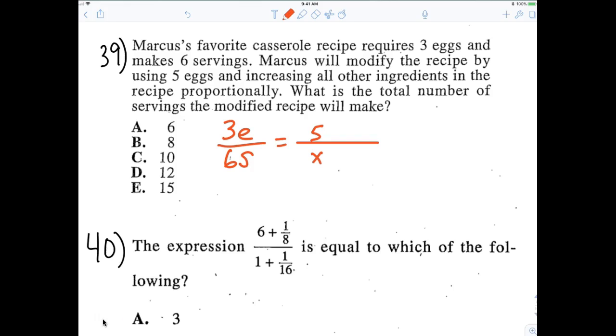So now what? 5 times... You do 3x equals 30. That's correct. And then x equals 10. Yep, perfect. That's how I want it. x equals 10.